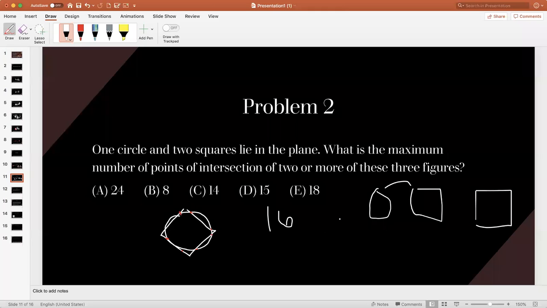Then if we have two squares intersecting each other, we have a total of 8 intersections again, as we can see here in my diagram. So we have another 8 in the diagram. Then we add up the two cases, the circle with the squares and the two squares together: 8 plus 16. Our answer is 24 here. Any questions about that problem? Okay, no questions. We can move on.